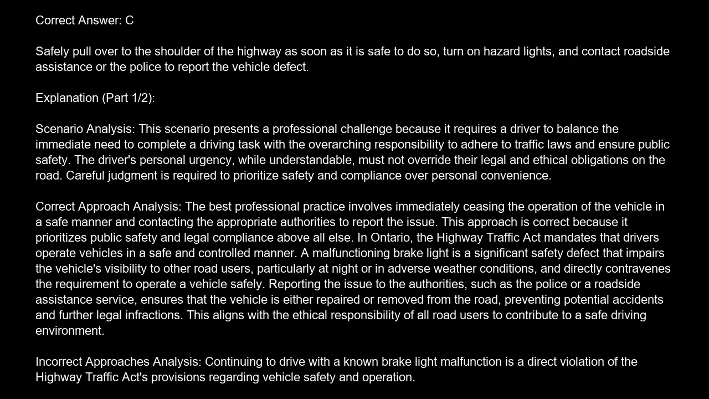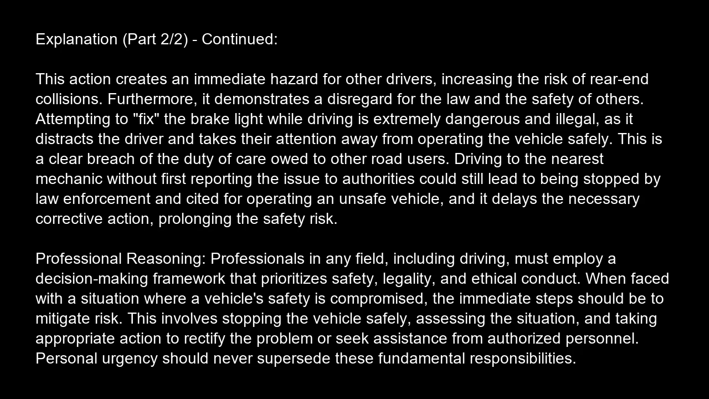This aligns with the ethical responsibility of all road users to contribute to a safe driving environment. Incorrect approaches analysis. Continuing to drive with a known brake light malfunction is a direct violation of the Highway Traffic Act's provisions regarding vehicle safety and operation. This action creates an immediate hazard for other drivers, increasing the risk of rear-end collisions. Furthermore, it demonstrates a disregard for the law and the safety of others.